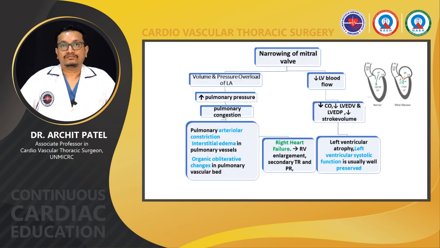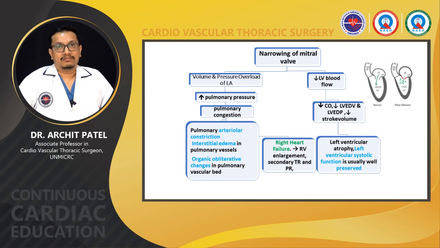Pathophysiology. Narrowing of the mitral valve causes volume and pressure overload of the LA, which increases pulmonary pressure, resulting in pulmonary congestion. The pulmonary arterial constriction, interstitial edema in the pulmonary vessels, and organic obliterative changes in the pulmonary vascular bed lead to right heart failure, RV enlargement, secondary TR, and PR.